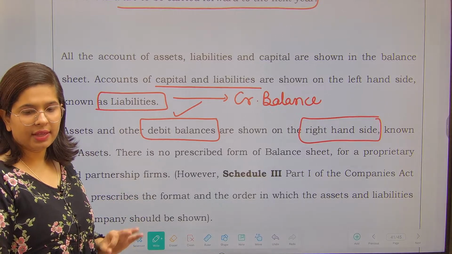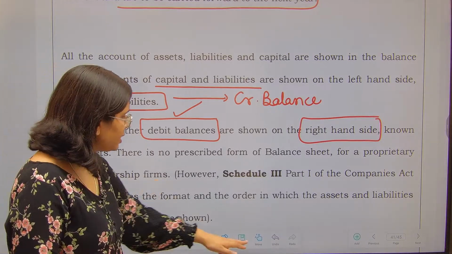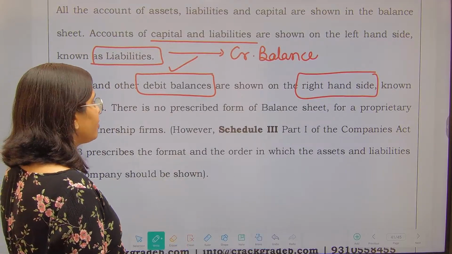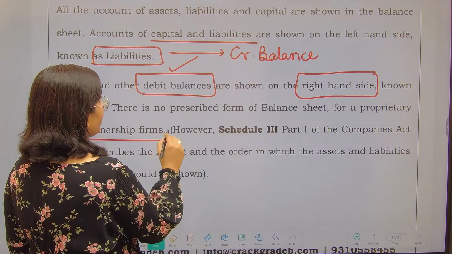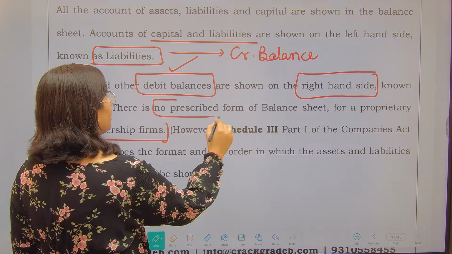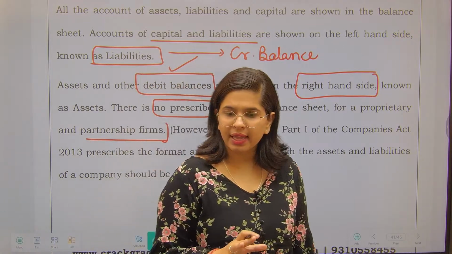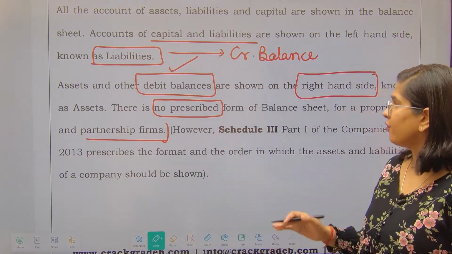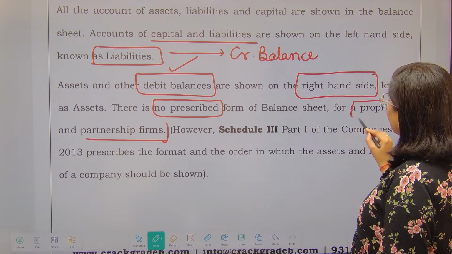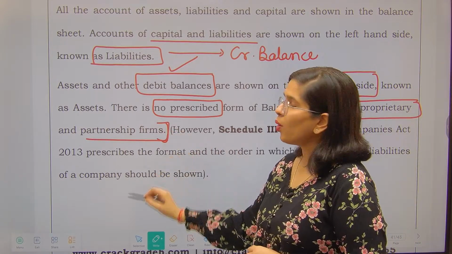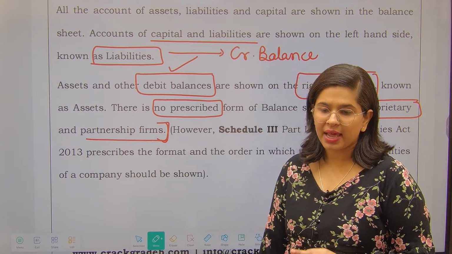So that is why this has to be remembered. Now next thing is prescribed form of balance sheet. So for a proprietary and partnership firm, there is no prescribed format. They can prepare it in whatever format they like. Please note it very carefully. For a proprietary firm, sole proprietor and a partnership firm, there is no prescribed format for the balance sheet.